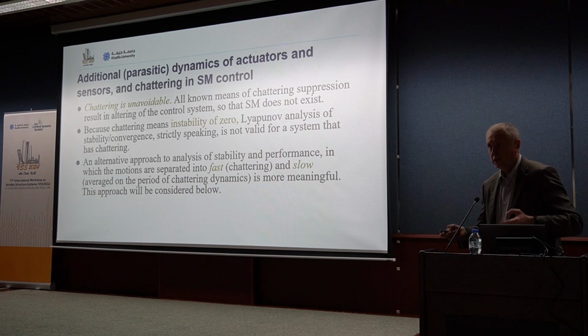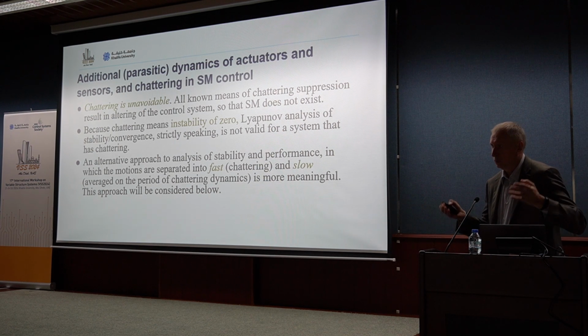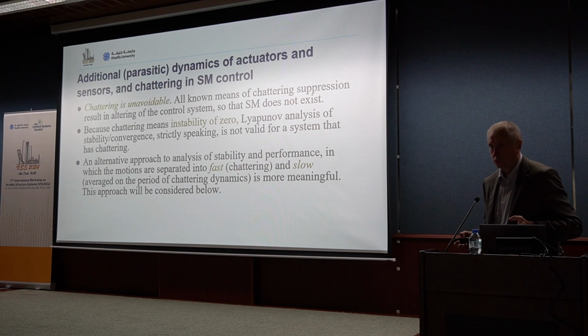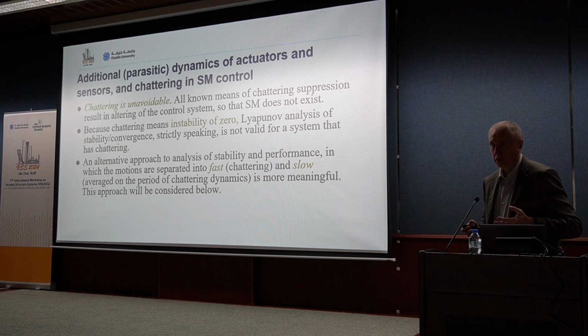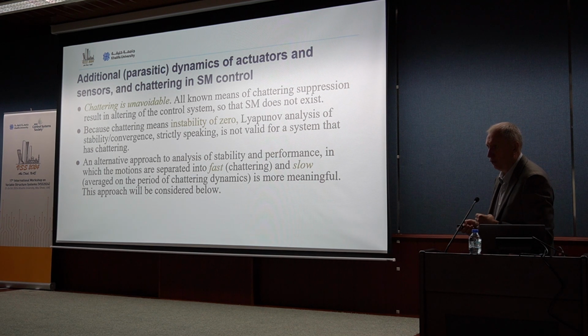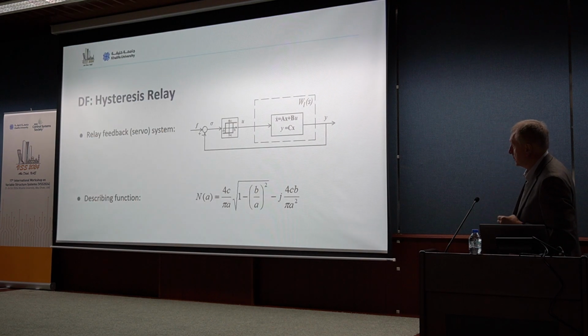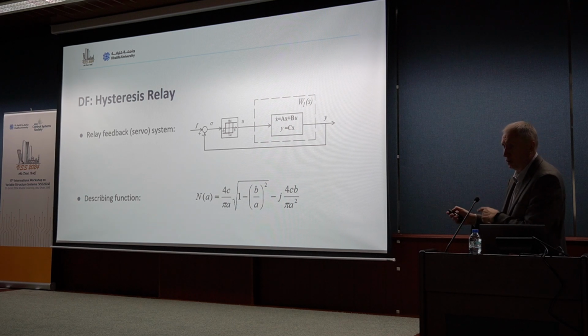as a combination of fast motions and slow motions. Fast motions is this fast chattering, and the slow motions is the average dynamics, averaged over the period of chattering dynamics. So that's the approach I offer to consider. Two different systems, just for reference, because I'm going to switch to slightly different notions here.